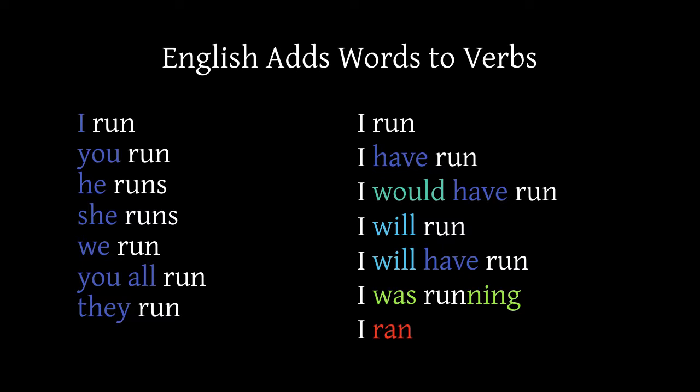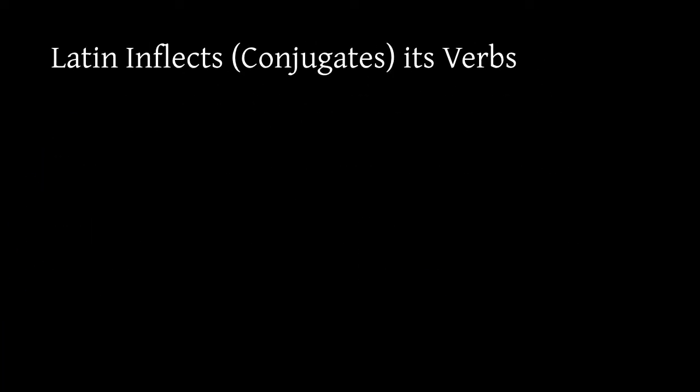As you can see, in all of these uses of the verb to run, only the last form, the simple past, I ran, changed the stem of the verb. Otherwise, the only thing we did in the present tense was to add an S when we say he runs or she runs. So we do inflect our verbs, but very, very sparingly. And we use helping verbs and pronouns to change the meaning of our verbs. This is not what Latin does at all.